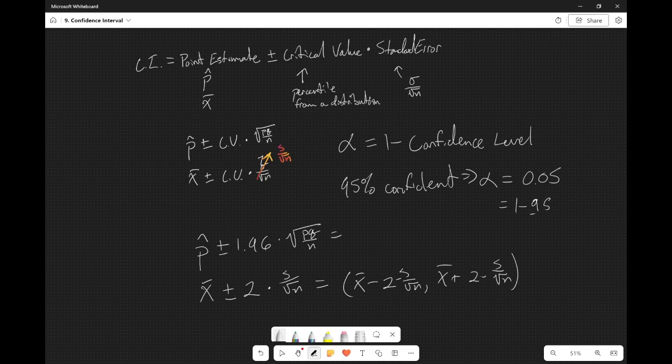And the same thing happens over here. This will be p hat minus 1.96 times square root of pq over n, comma, p hat plus 1.96 times square root of pq over n.